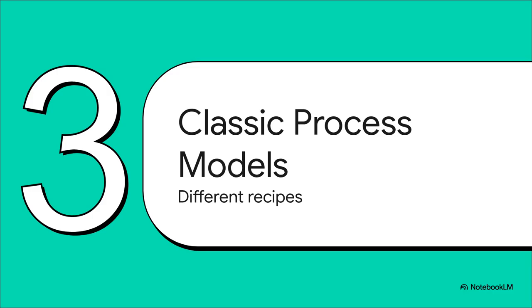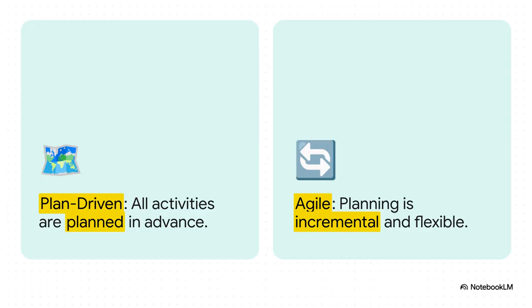So, if every process is made from those same 4 ingredients, what makes them so different? It all comes down to the recipe, the model for how you organize those activities. Let's take a look at 3 of the classic approaches. Now, before we get into the models themselves, you gotta understand that there are 2 main philosophies, 2 big camps. On one side, you've got plan-driven processes, where you try to map out every single detail in advance. On the other side, you have agile processes, where the plan evolves as you go. Keep those 2 ideas in your head, because the best modern processes usually find a way to blend them.